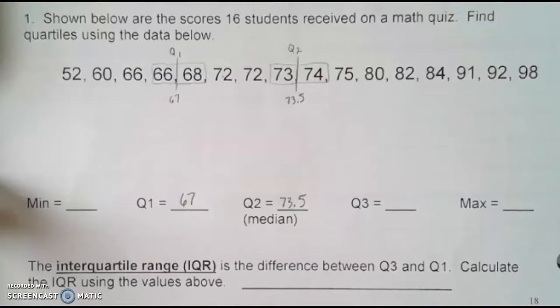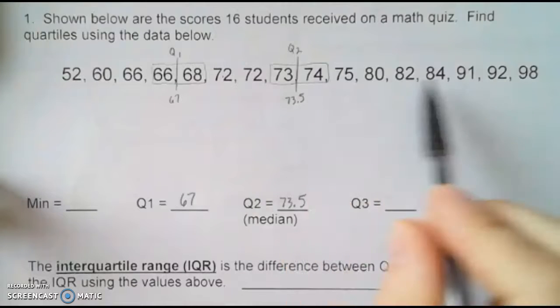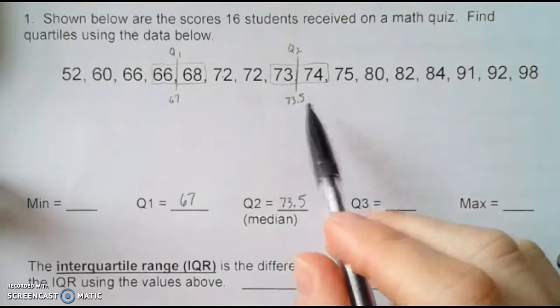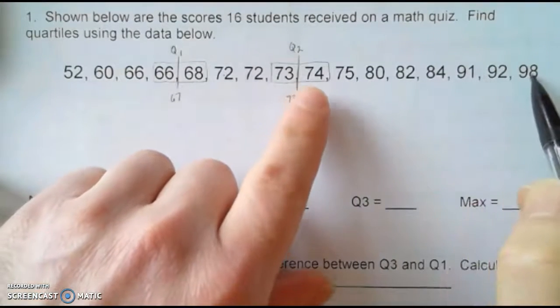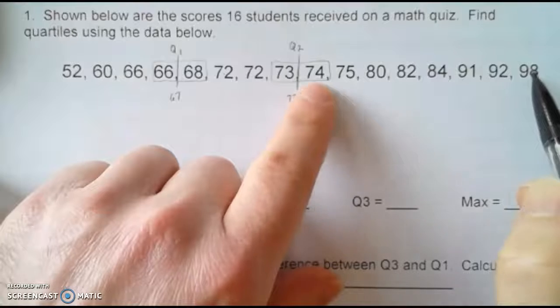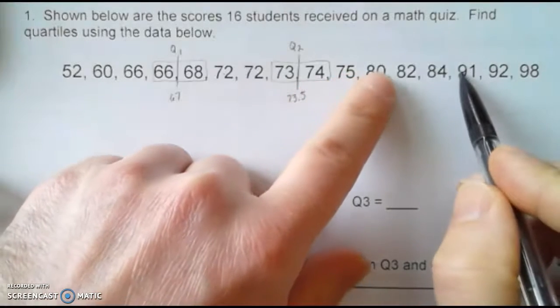Now I'm going to find the upper quartile, Q3. And again, I'm looking for the median of only the upper half of the data. So all of the data that's greater than 73.5. So again, 1, 2, 3, 4, 5, 6, 7, 8 pieces of data. That's even, so I'm going to get two numbers in the middle. And again, just move in until you find the two in the middle.